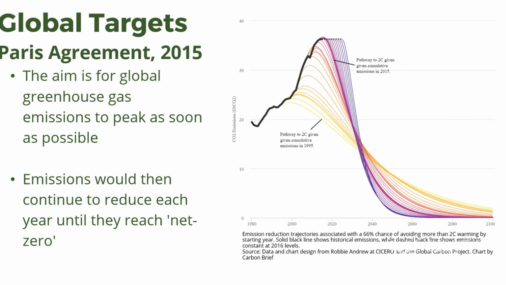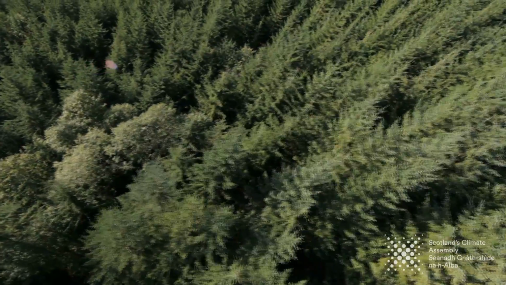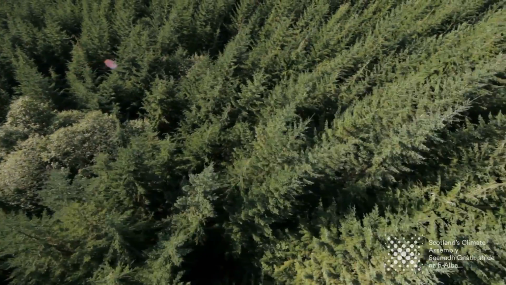The ultimate goal for all countries is to reach net zero. Now, by net, we mean that the total emissions add up to zero. So we can still produce some emissions, but we need to find a way to take them out of the atmosphere again. This is a process called carbon offsetting. For example, we can plant trees which absorb carbon dioxide from the air.